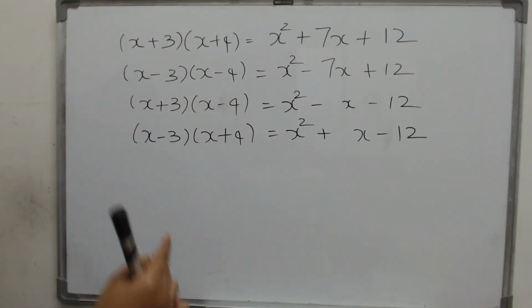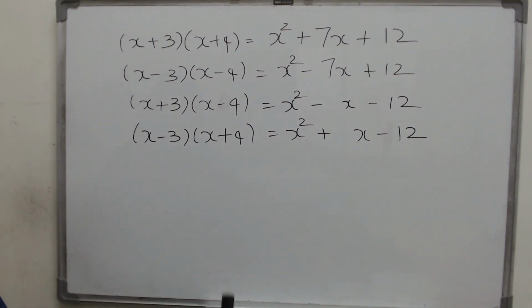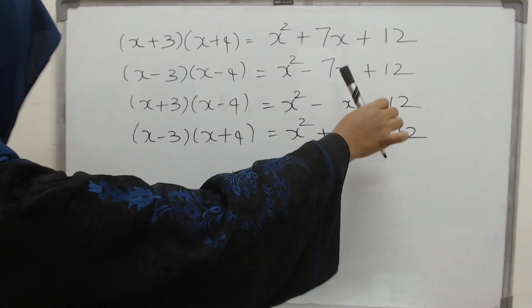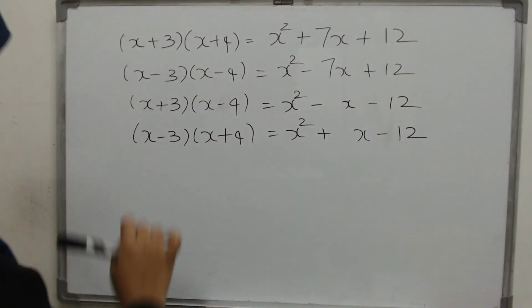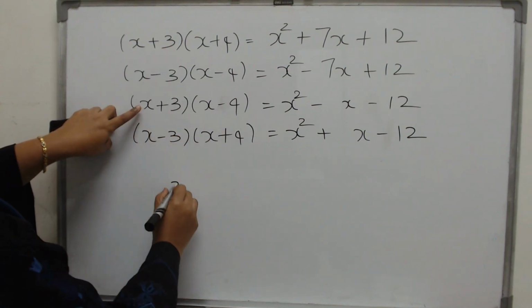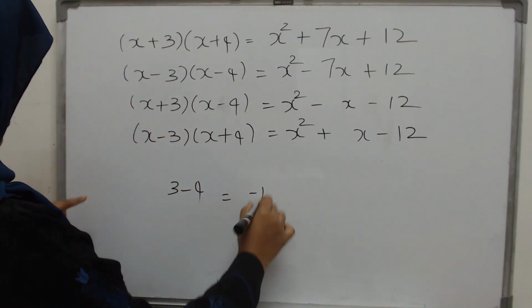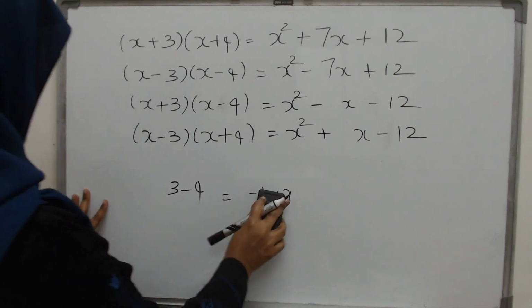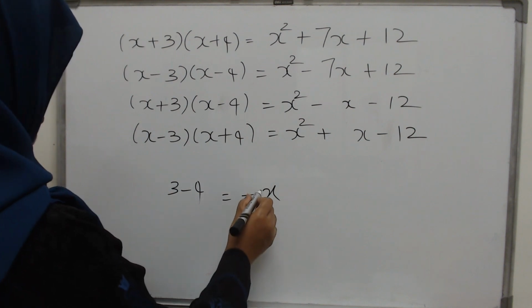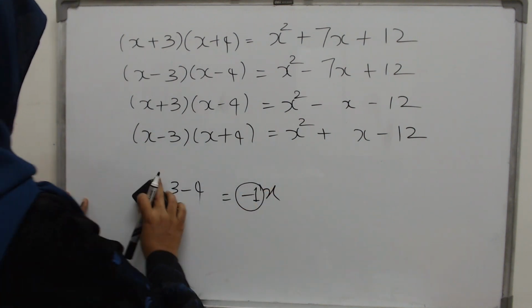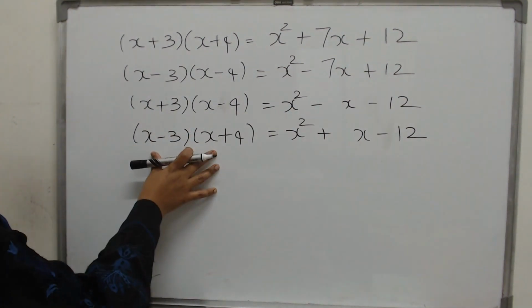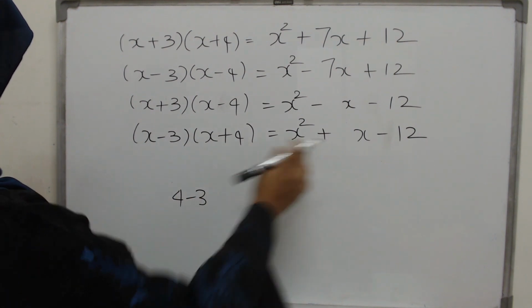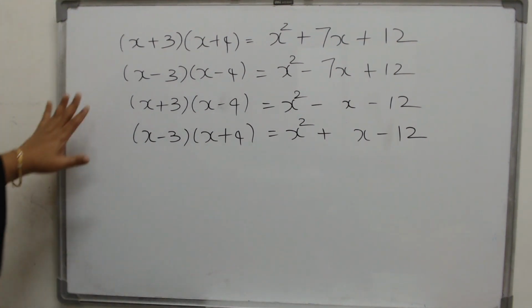Count the number of negative signs. If there is an even number of negative signs, the answer will be plus. If there is an odd number of negative signs, the answer will be minus. So here you have 2 negative signs. Minus 3 into minus 4, that is plus 12. Now here x square. 3 minus 4, what is it? It will be minus 1. But we just don't bother writing minus 1. If it is minus x, you know that the coefficient of x is minus 1. It is understood. So we just write minus x, and then 3 into minus 4 is minus 12. Again x square. Here you have 4 minus 3, which is plus 1. There. You have all the 4 categories here.